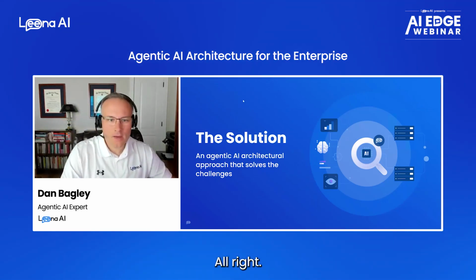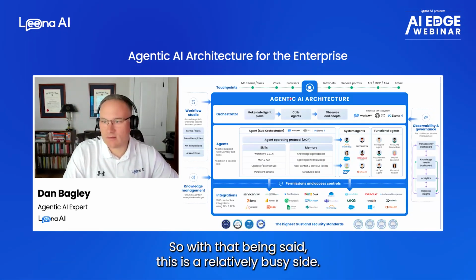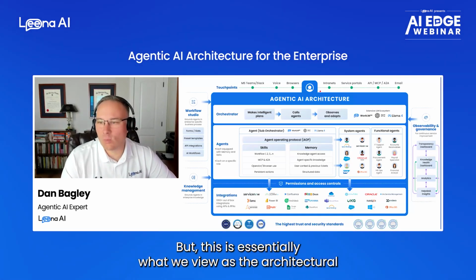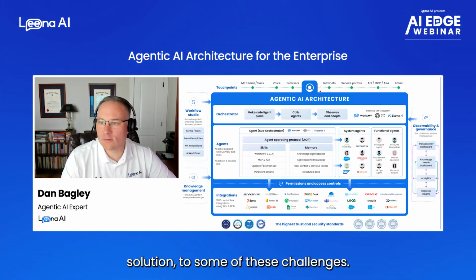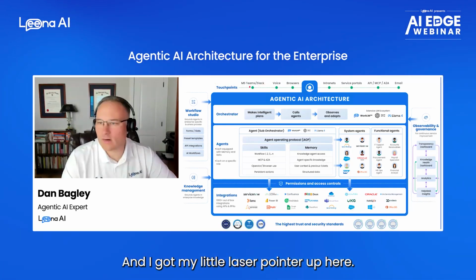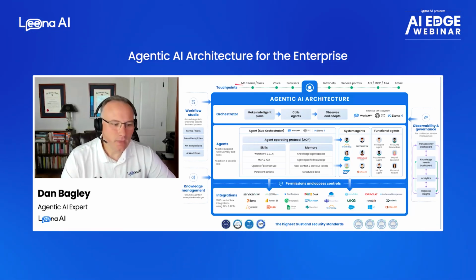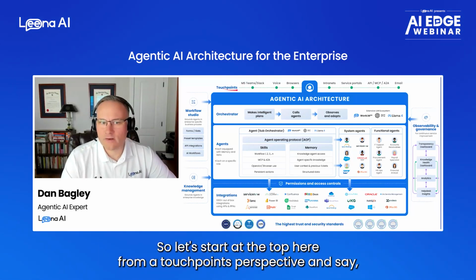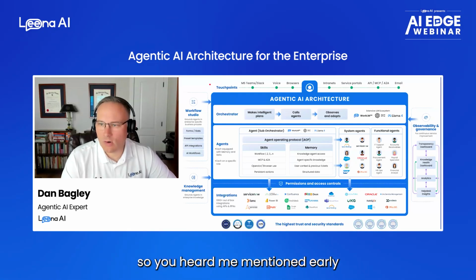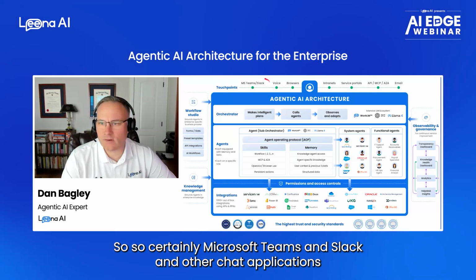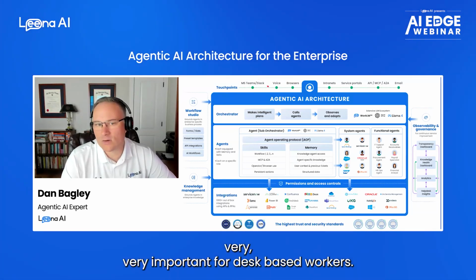All right. So with that being said, this is a relatively busy slide. In fact, I'll say a very busy slide, but this is essentially what we view as the architectural solution to some of these challenges. And I've got my little laser pointer up here. I'll try to break it down for everybody into individual components. So let's start at the top here from a touch points perspective. You heard me mention early on that it's important to meet employees where they are. So certainly Microsoft Teams and Slack and other chat applications, very, very important for desk-based workers.